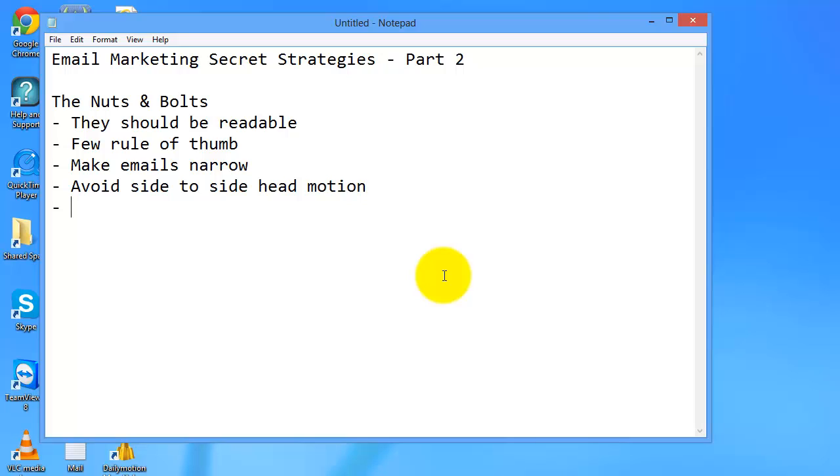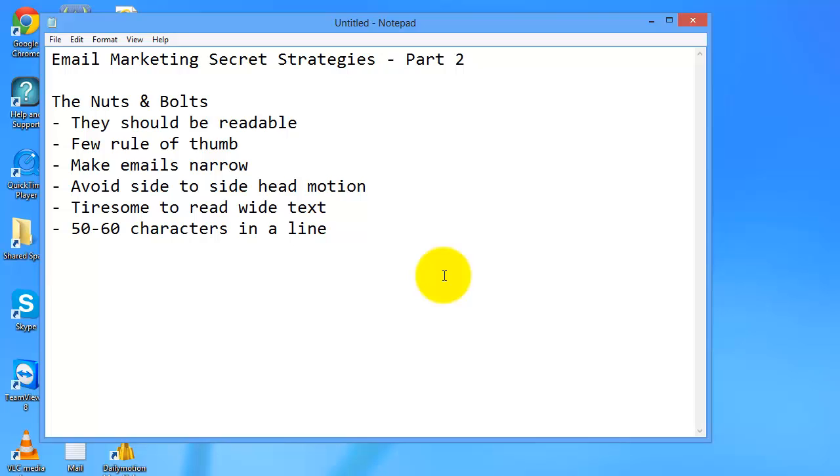It is tiresome to read white text, right? And the width of your email should be 50 to 60 characters in a line, and don't go beyond that. It is very easily readable.